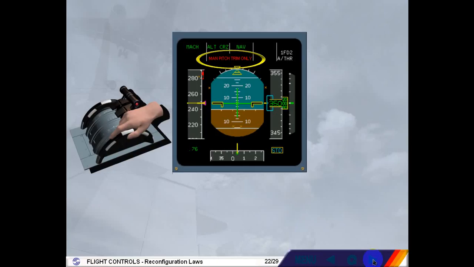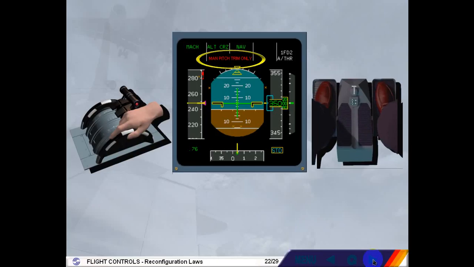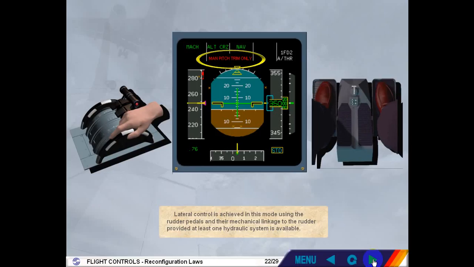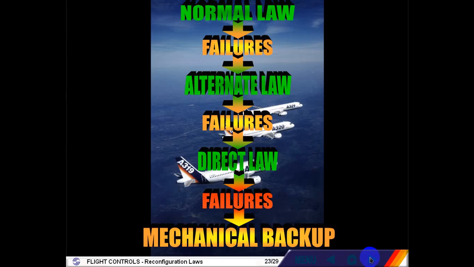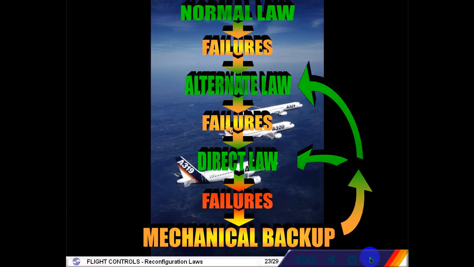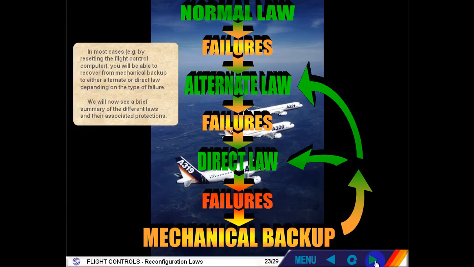Lateral control is achieved in this mode using the rudder pedals and their mechanical linkage to the rudder, provided at least one hydraulic system is available. In most cases, e.g. by resetting the flight control computer, you will be able to recover from mechanical backup to either alternate or direct law depending on the type of failure. We will now see a brief summary of the different laws and their associated protections.